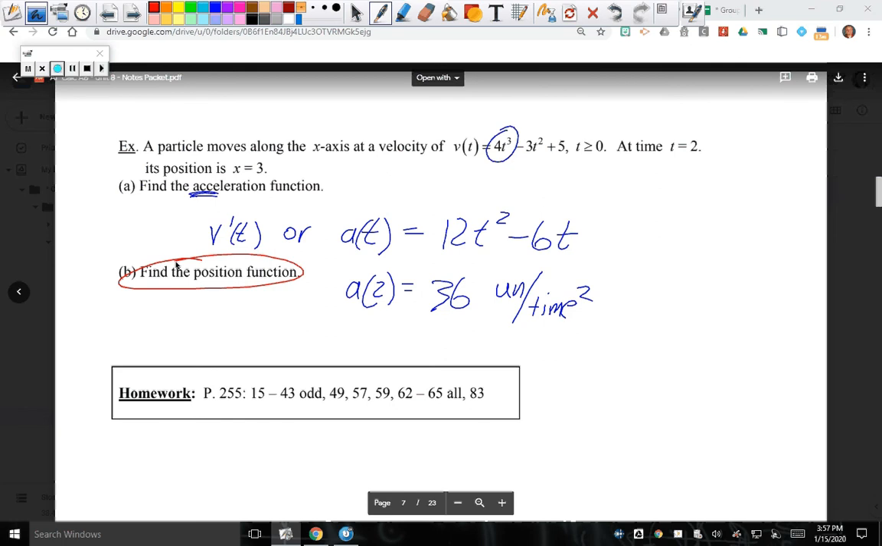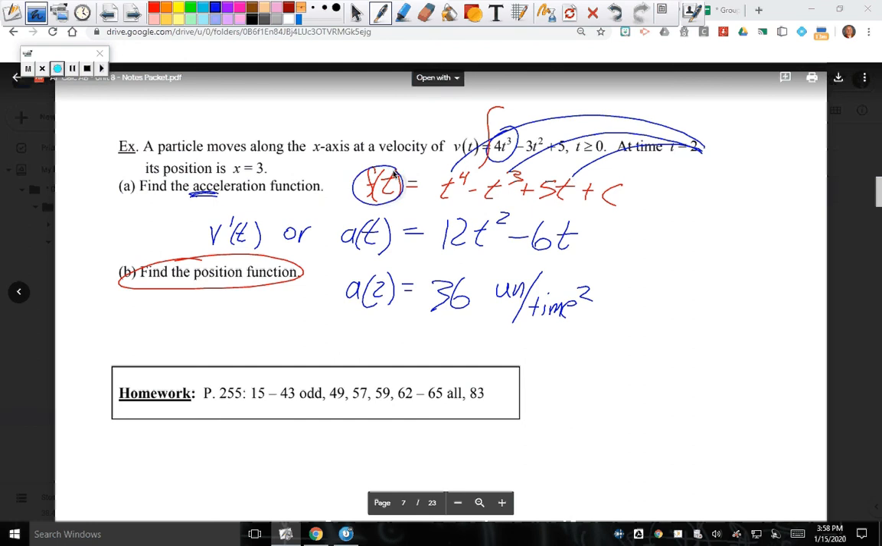To get to the position function, we have to integrate. t cubed over 4 times 4 becomes t to the 4th minus t cubed plus 5t plus c. This is f of t. If I plug 2 in where the t's belong, what would I plug in for this? I would plug in 3 because it's the position. So I'd have 3 is equal to 16 minus 8 plus 10 plus c. What would c be? Negative 15.